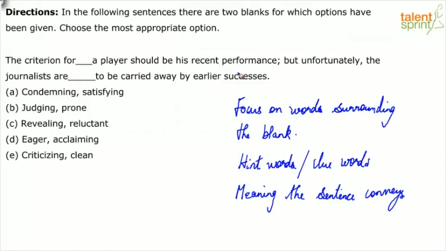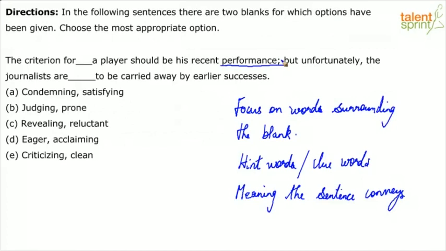So you're looking at performance. That's one of the clue words, right? So when you say performance, you need a neutral word to relate to that clue word. So having said that, condemning, criticizing can be quickly eliminated. Eager is not in the right form and it's not even the right word in the context. Revealing, unrelated word, right?